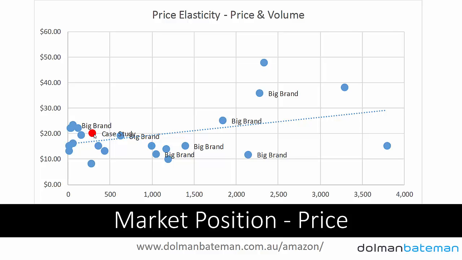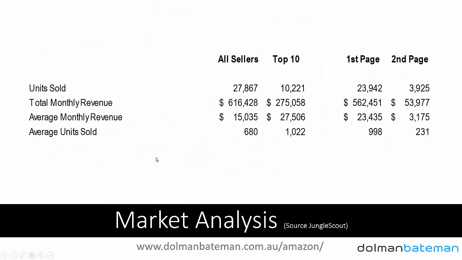It should be noticed that this product is showing on the first page for this search term. He's actually got 2 listings within the first page. If we look at the market as well, we can see this is not a small market. It's pretty big. The total monthly revenue from all sellers from the search term we used was $600,000 a month.